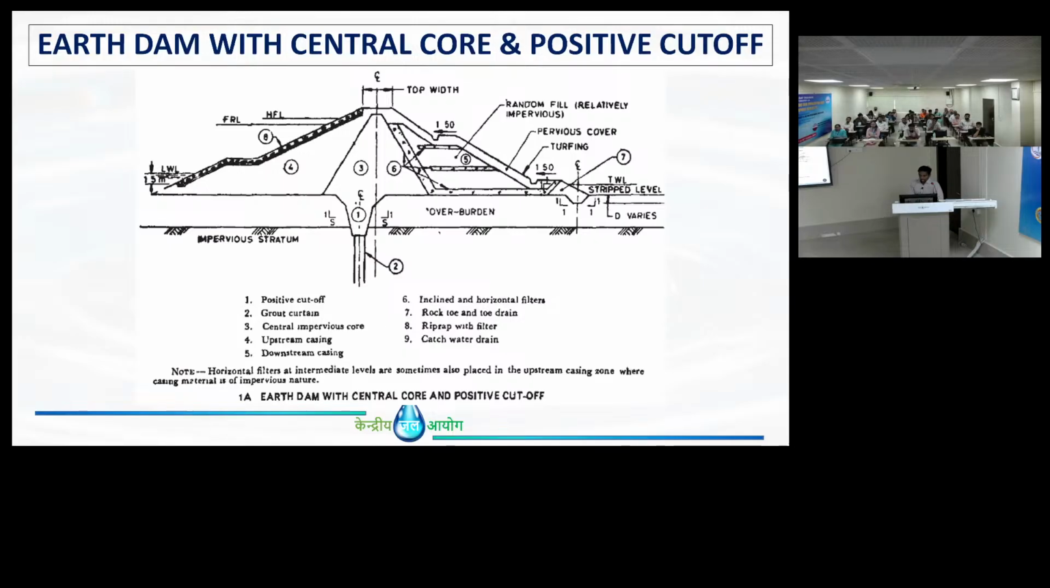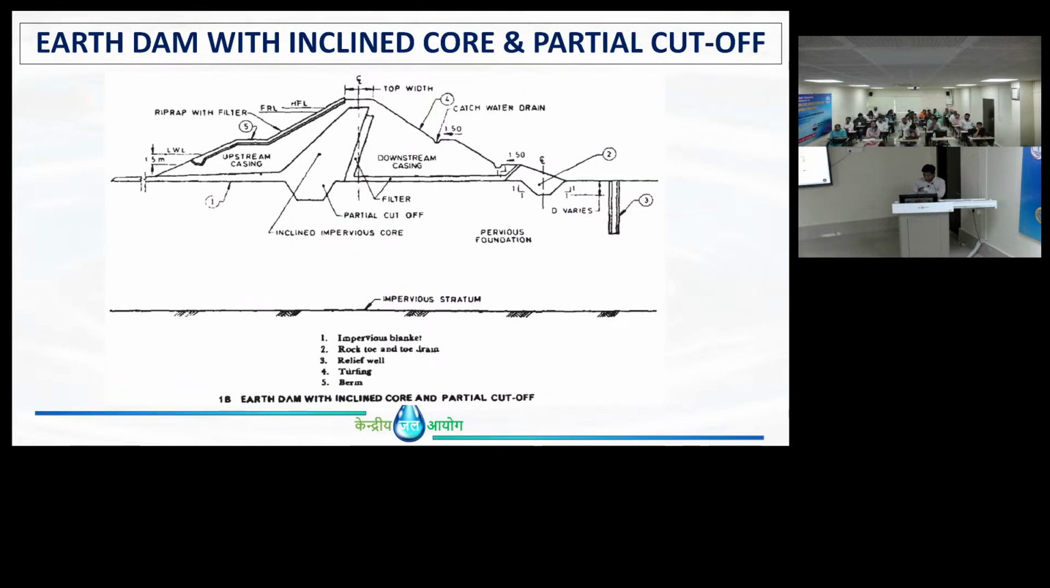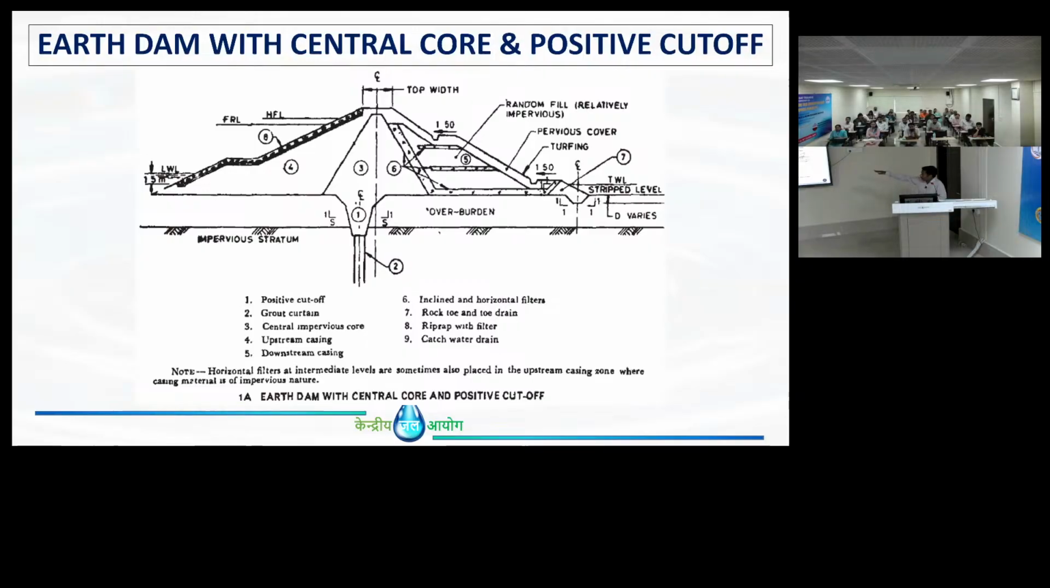Either you go for the positive cutoff, extending this cutoff up to the impervious stratum, or you provide an upstream blanket and relief wells arrangement. These are the basic two design criteria for embankment dams. Clear? If you have any doubts, just ask.